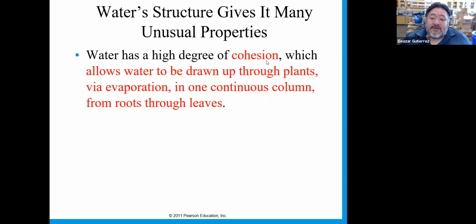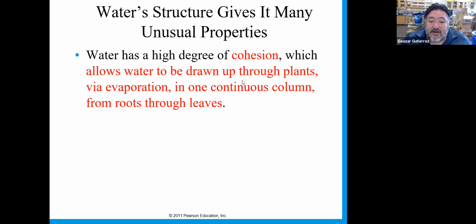Cohesion. So we address cohesion. Again, a consequence of hydrogen bonding is what causes water molecules to be cohesive with each other. A lot of people confuse this with the word adhesion. Cohesion is between water molecules. Adhesion is the association of water molecules with a non-water substance. That's adhesion. But why do we care about cohesion and adhesion?